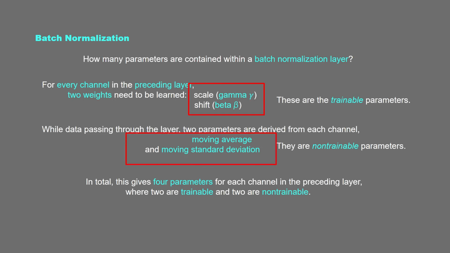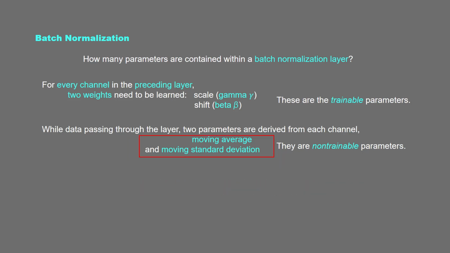To calculate the moving average and moving standard deviation in Keras, the batch normalization layer implements the batch normalization functionality, that is BatchNormalization with momentum equal to 0.9, where the momentum parameter is the weight given to the previous value when calculating the moving average and moving standard deviation.